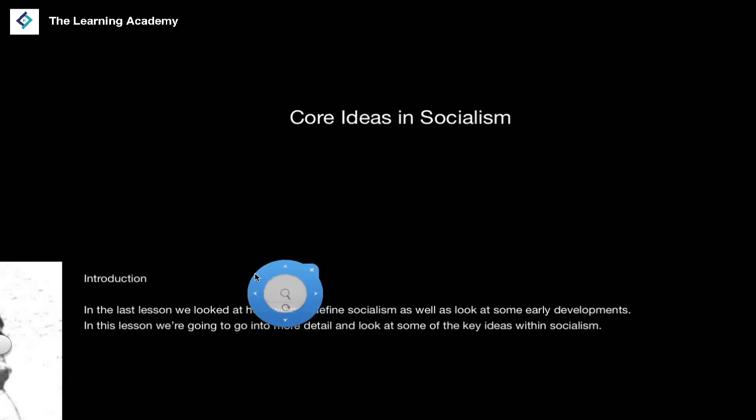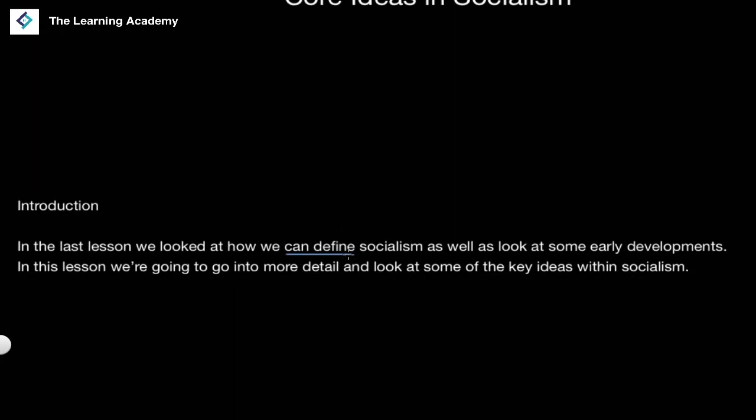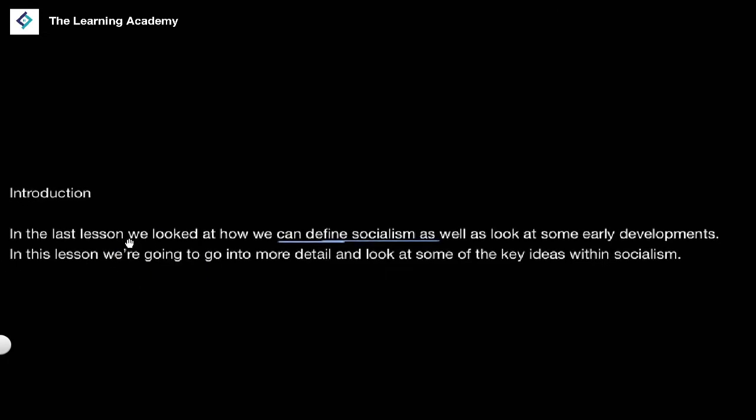So as an introduction, in the last lesson we looked at how we can define socialism. We looked at the different ways in which it was defined, a number of basic assumptions that socialism makes, and also some of its early developments. So the tension that existed in the ideology between people like Marx and Engels, and those like the utopian socialists, for example. And in this lesson we're going to look in more detail at the key ideas within socialism.